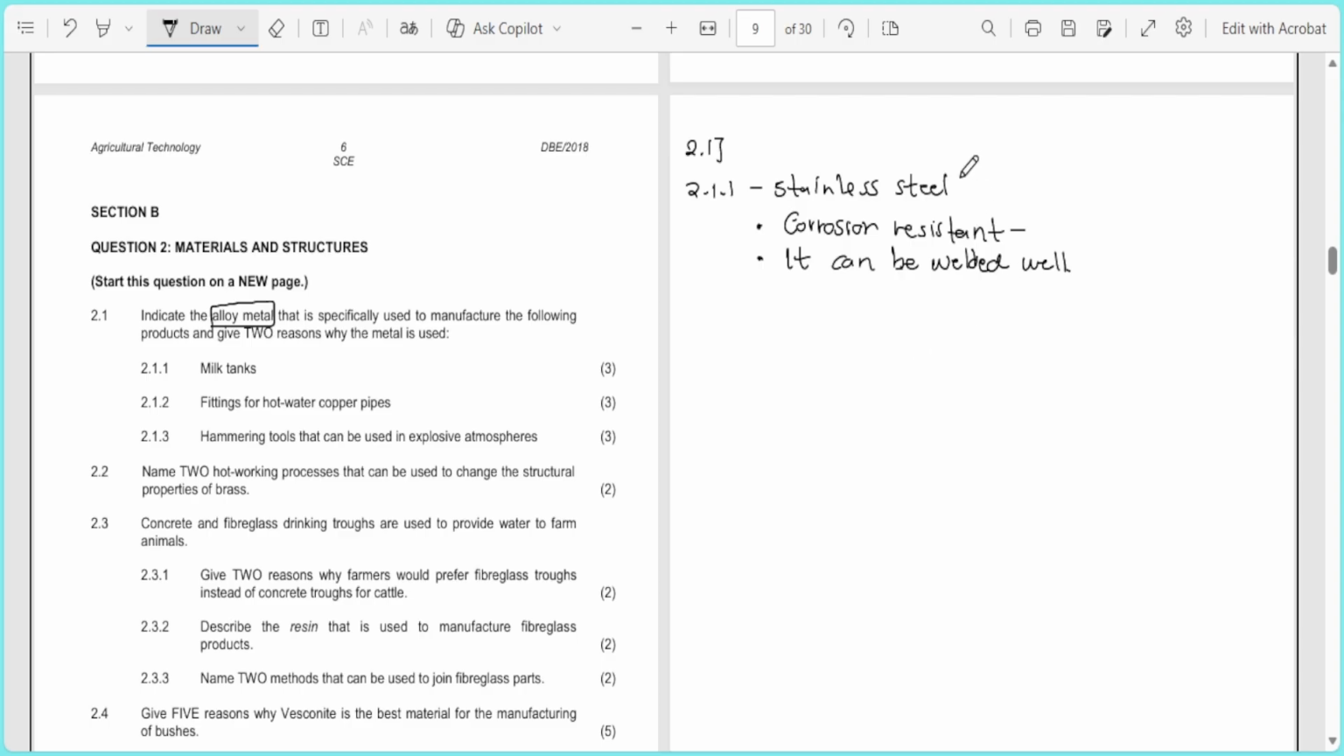So here are your 3 marks for providing the answer and the 2 reasons. Next question, 2.1.2, fittings for hot water copper pipes. Okay, the best option for this is normally brass. So the fittings are going to be brass. The 2 reasons are because of their strength and their machinability.